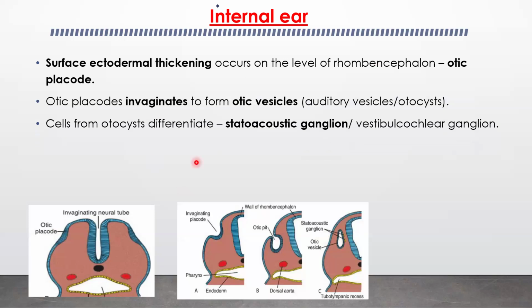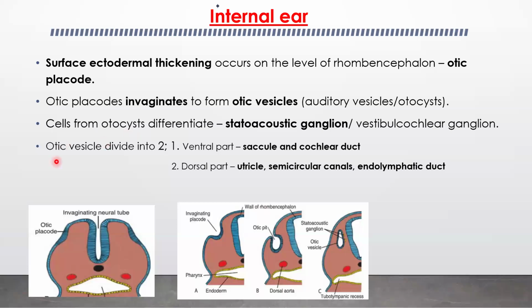So the cells of the otocyst differentiate into the statoacoustic ganglion, which is also known as the vestibulocochlear ganglion. So this otic vesicle coming from the otic placode will form the statoacoustic ganglion or the vestibulocochlear ganglion, and you'll see in a few minutes how it will differentiate to give us the cochlear ganglion and also the spiral ganglion.